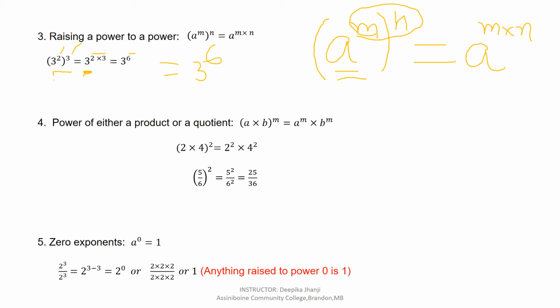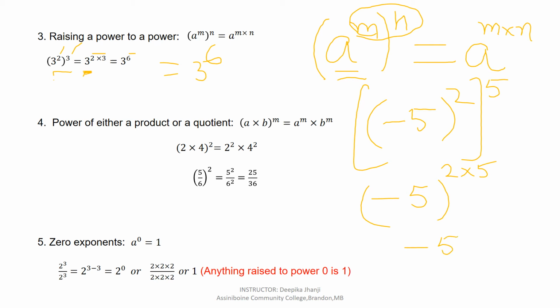Let us consider another example. Let's say you have negative 5 raised to power 2 and then whole raised to power 5. Now again, you'll keep the base and double powers are being multiplied, right? So 2 times 5, and that becomes negative 5 raised to power 10, right?